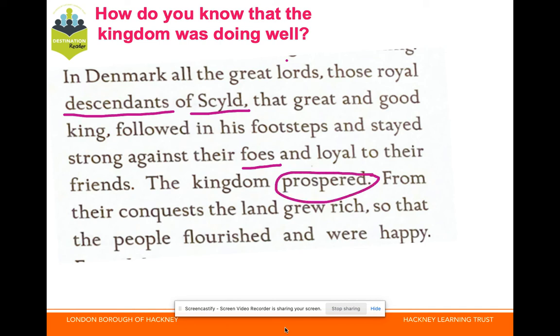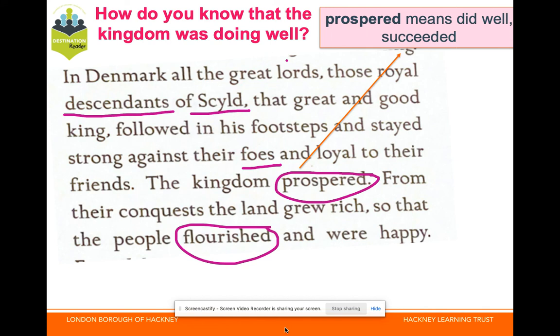The kingdom prospered. That might be a word that tells us something about the kingdom, so I'm going to circle it. From the conquest, the land grew rich. Okay. Rich tells me somebody was doing well, they were getting wealthy, so that the people flourished. That might be another clue at why the kingdom was doing so well. Let me get my dictionary and find out what the word prospered means. Prospered means it did well, it succeeded. So that might be a clue to why the kingdom was doing well.